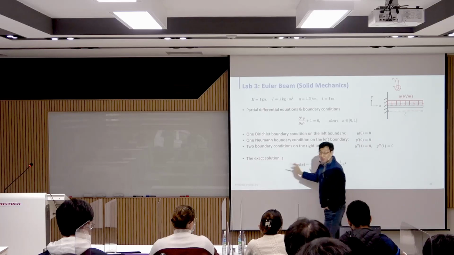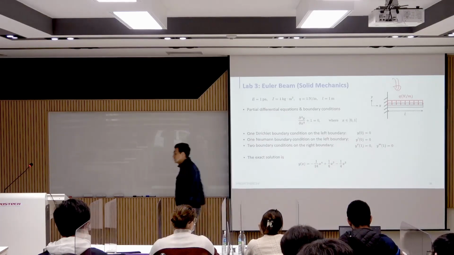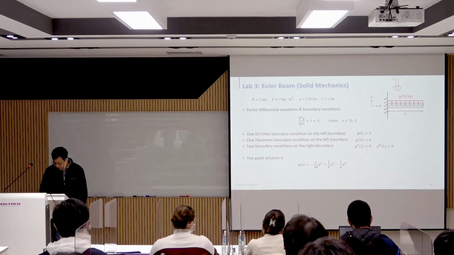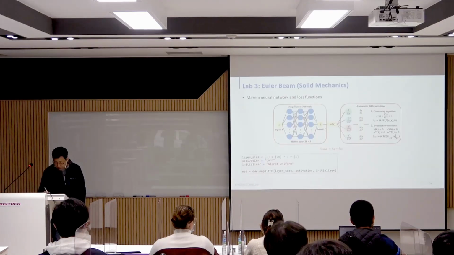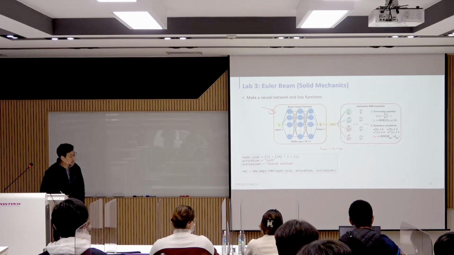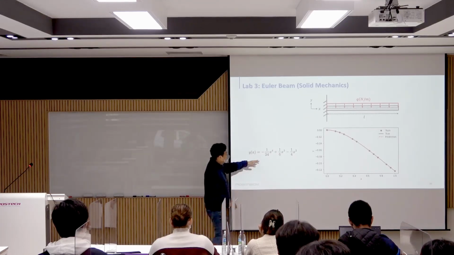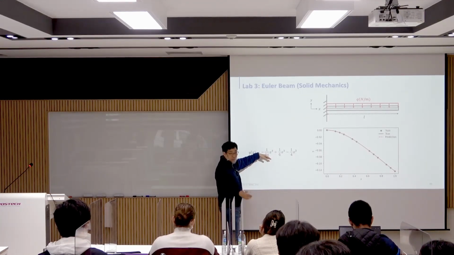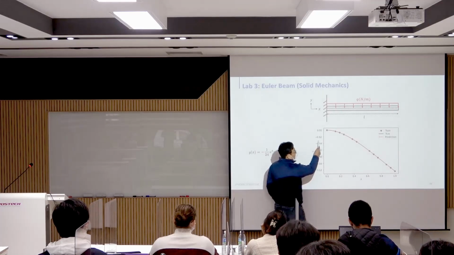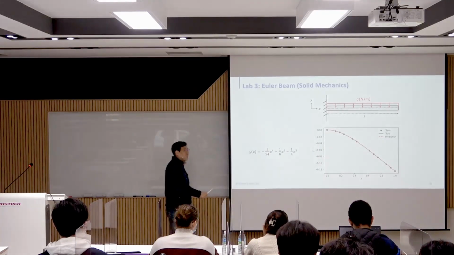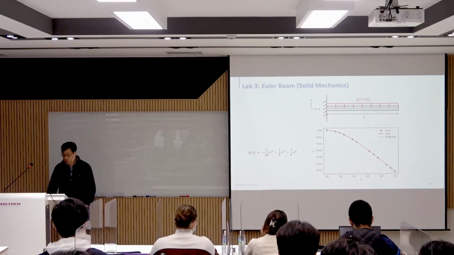Assuming that we have no idea, we're going to use the idea of PINN, trying to solve it. Since we know the exact solutions, we can make a comparison, and this is the predicted one. You can see it's almost identical to the true solution.